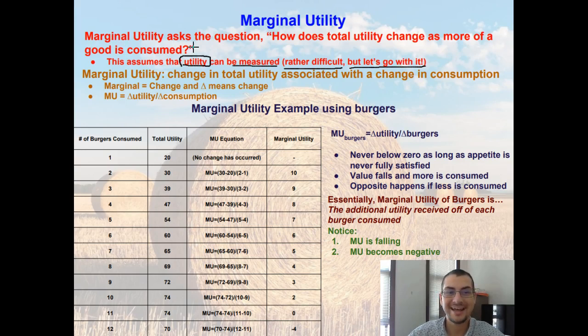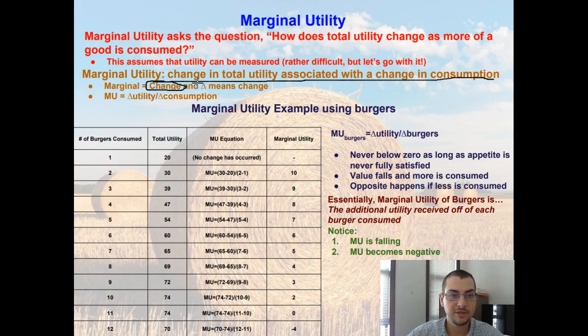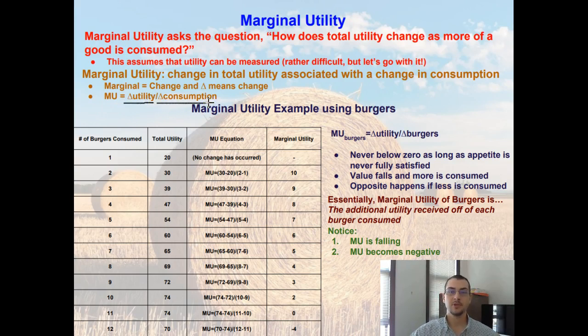But this marginal utility is going to ask us this question. How is total satisfaction going to change as we consume more of a good? So marginal utility is the change in total utility associated with the change in consumption. The word marginal means change. And as we go through these chapters, you're going to see this little triangle. That's a delta. Delta also means change. It's a mathematical expression meaning change. So marginal utility is equal to the change in utility divided by the change in consumption. So we're looking at how much total utility is changing as we consume more of a good.